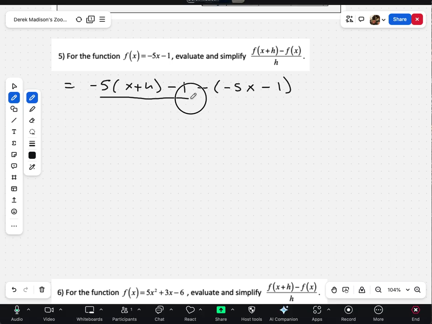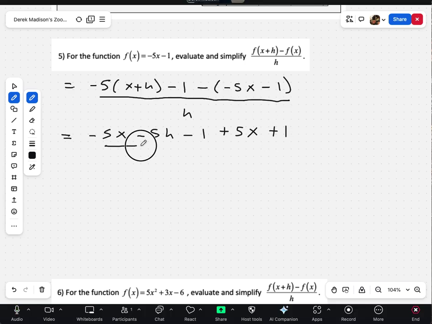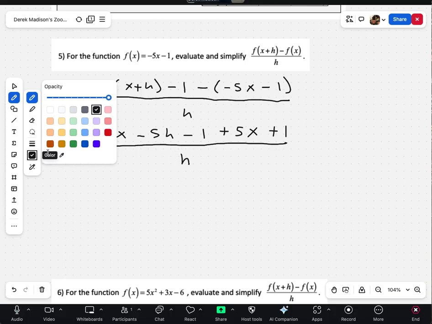And then that's all over h. And then we'll expand this out and do some reducing. So -5x, and then -5h, -1, and I'll go ahead and distribute that negative through. So minus and minus there is going to flip that side to a +5x and a +1. Again, that's all going to be over h.